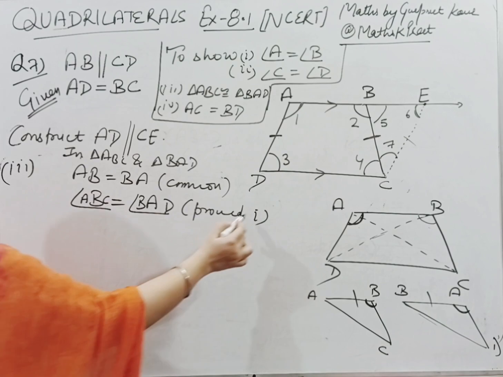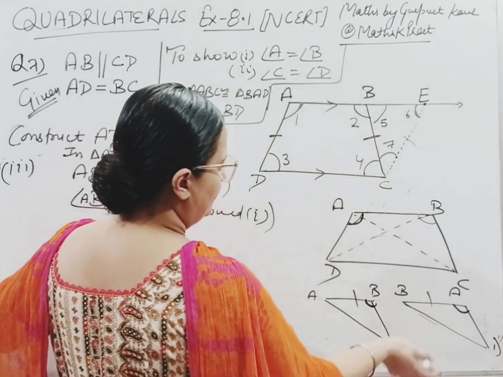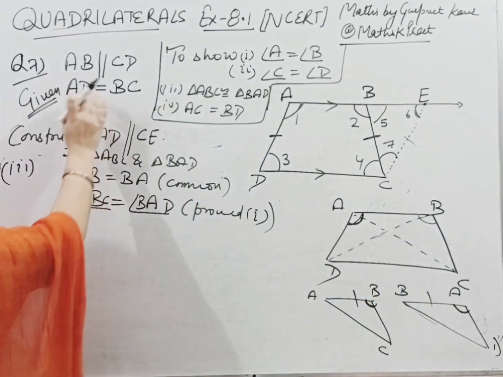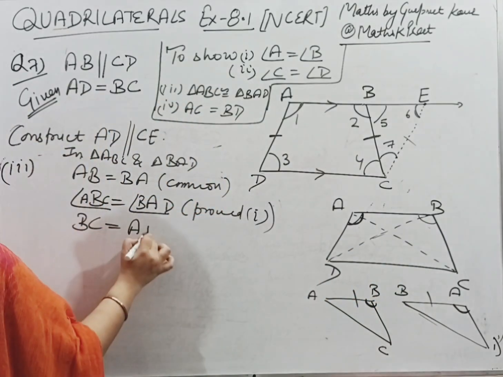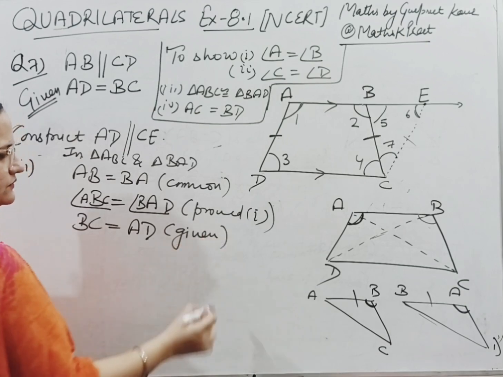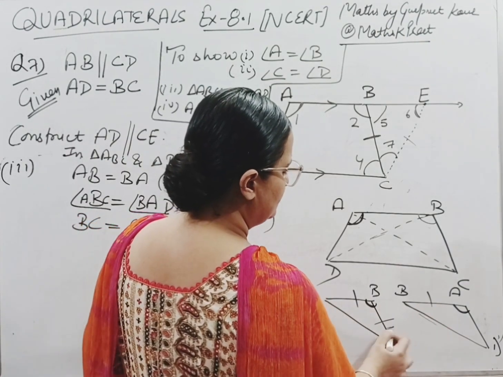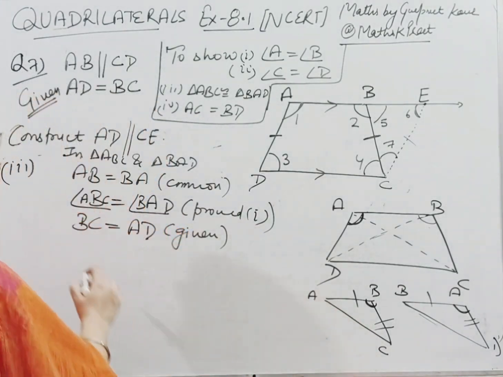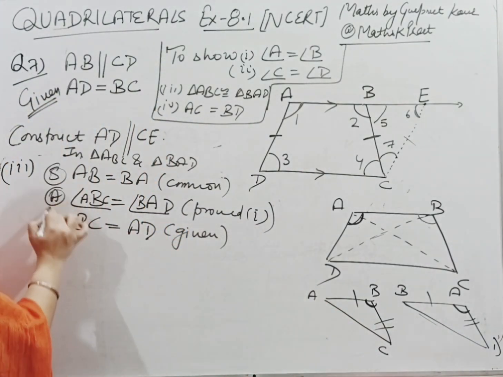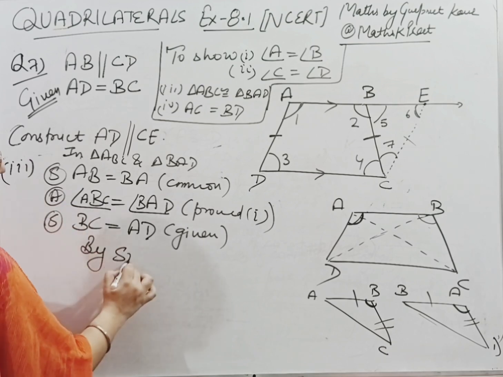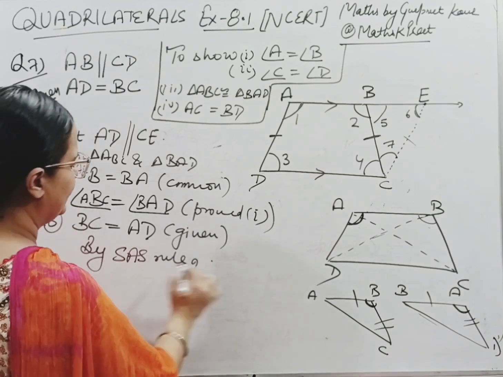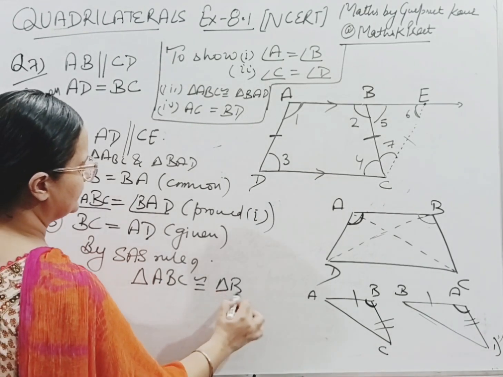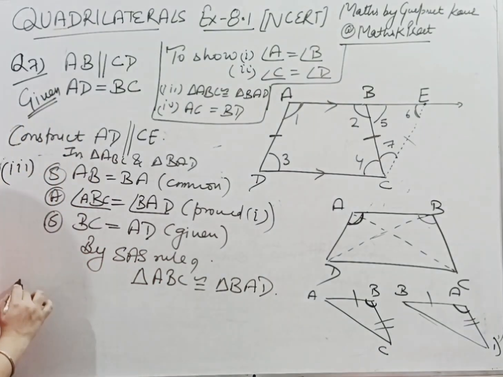What else can we show? BC and AD. This is given to us in the question: BC is equal to AD. So we have proved this side is equal to this side, this angle is equal to this angle, and this side is equal to this side. So this is side angle side. By the side angle side rule, we have proved that these two triangles are congruent. ABC is congruent to BAD. Proved.